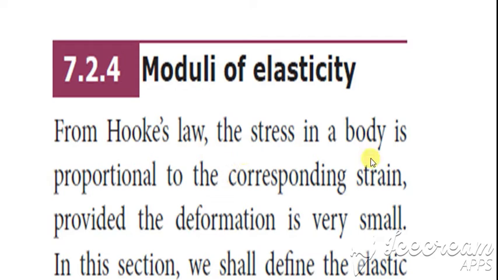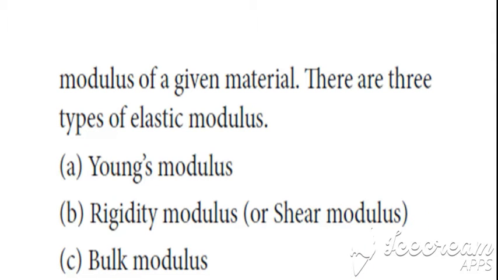And based on this Hooke's law we have this modulus, and there are three types: Young's modulus, rigidity modulus and bulk modulus. Okay, so what are the three types? Young's modulus, rigidity modulus and bulk modulus. The rigidity modulus is also called the shear modulus. So we are going to see this one by one.